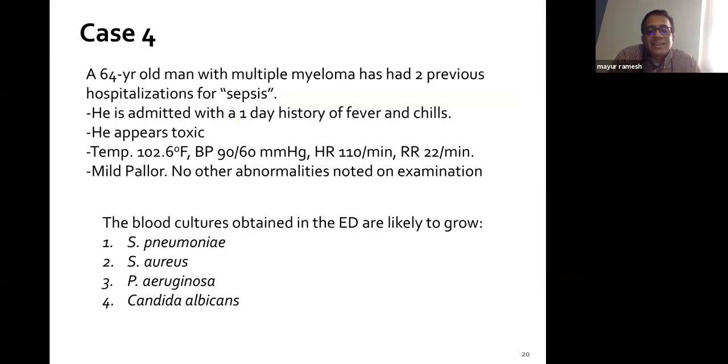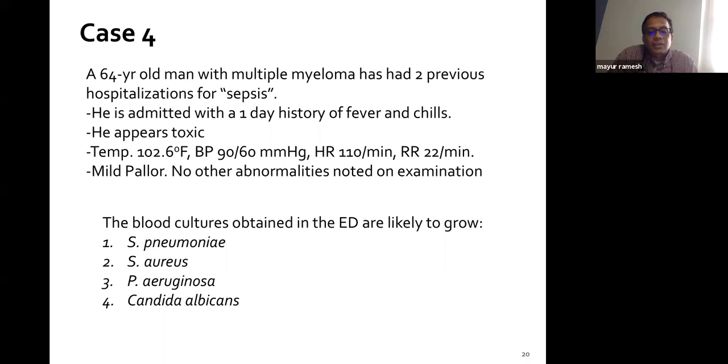All right, next case. A 64-year-old man with multiple myeloma has two previous hospitalizations for sepsis. He's admitted with a 1 day history of fevers and chills. He appears toxic and the temperature is 102.6. Blood pressure is 90 over 60. Heart rate is 110. Respiratory rate is 22. Mild pallor. No other abnormalities are noted on examination.